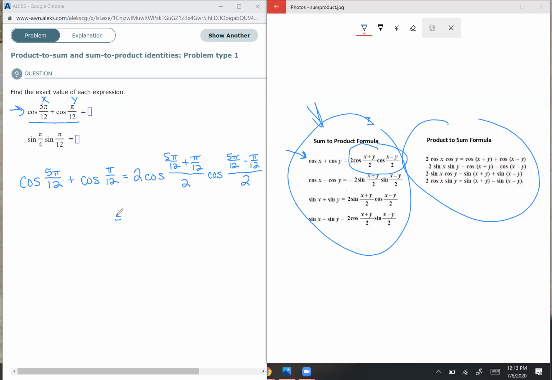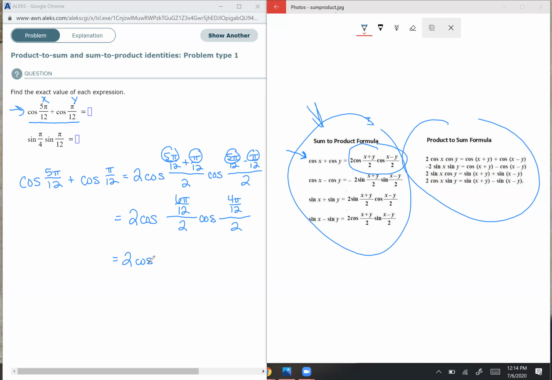So it looks really complicated. You guys, these have common denominators, so we can just add the numerators. So let's do that. So I've got 2 times the cosine of, you guys, 5 pi over 12 plus pi over 12 is 6 pi over 12. And yes, I can reduce that. Don't forget, it's still over 2. Cosine x minus y, you guys, 5 pi minus pi leaves you with 4 pi over 12, and that's over 2.